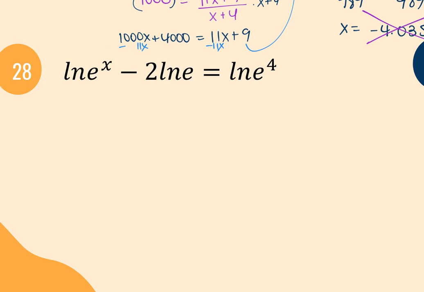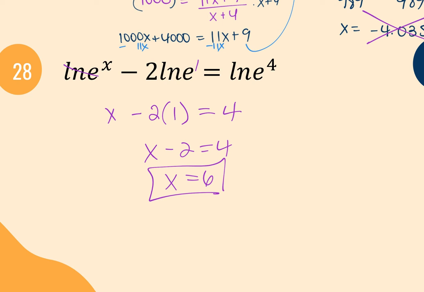All right, 28. How do we start it? Subtract the ln, like move it to the other side, you mean? Yeah. Okay, you can. How else could you start it? And give you what? Just x. So I could do that. Minus times, what's the exponent on ln e? 1 equals 4. x minus 2 equals 4. x would equal 6.